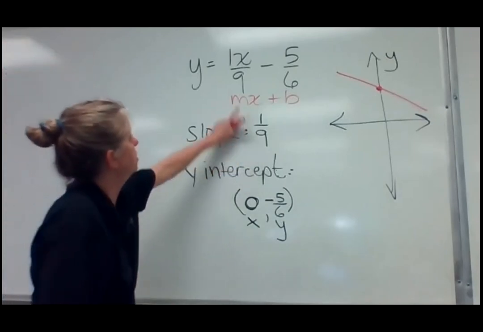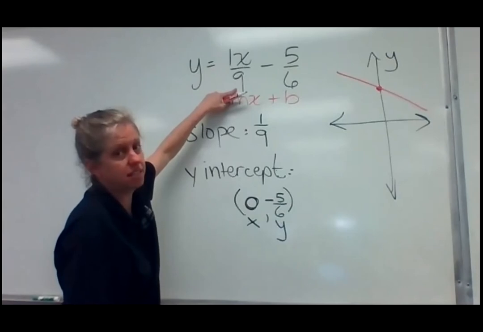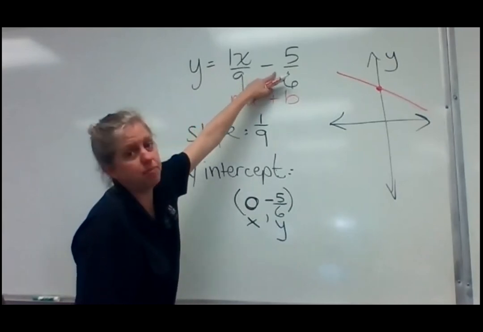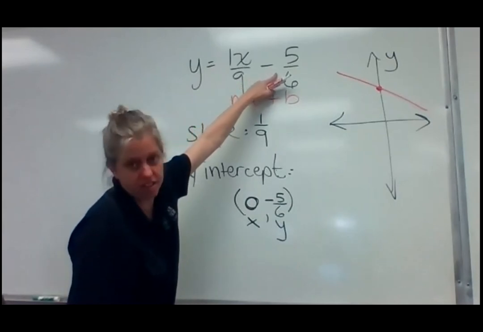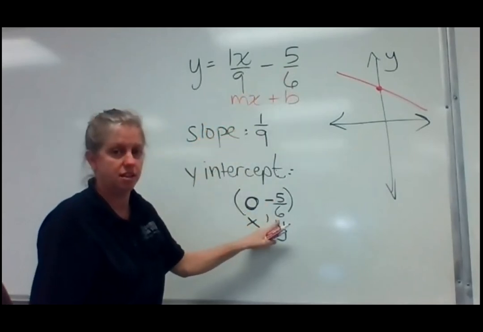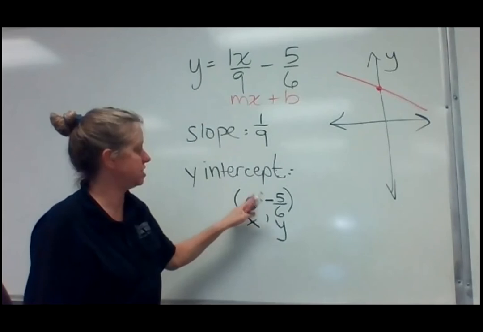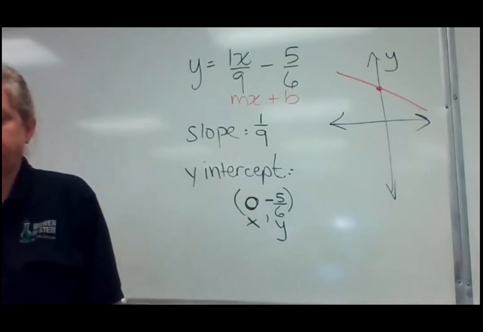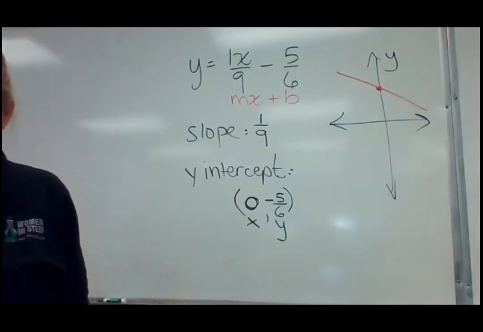Okay, so the slope is the number hooked on to x. The y-intercept is the number that doesn't have the x on it, essentially, which is -5, 6. Just put it in the y spot. Your x is always 0. So that's what you're doing on number 1.